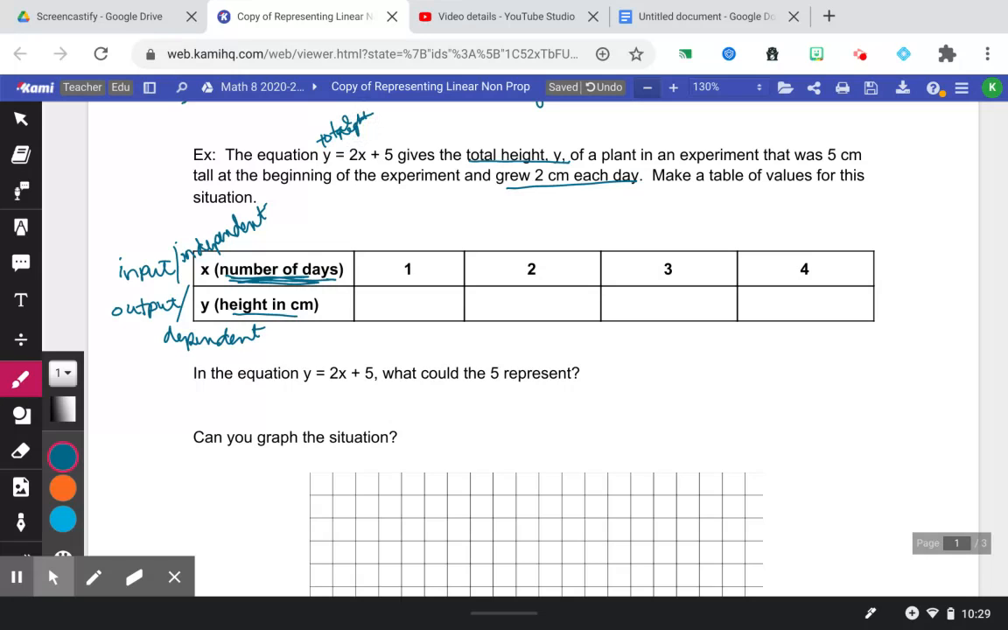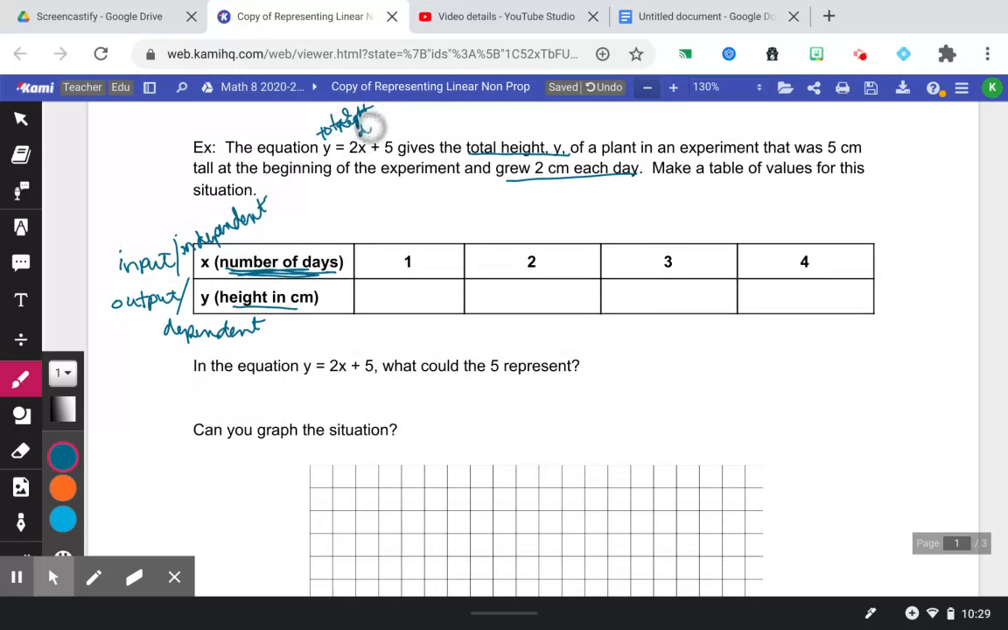So in our equation, y is the total height, and we calculate the total height by doing 2 times x, and x is your days. So you're going to do 2 times the number of days plus 5. We're going to see how tall this plant is after 1 day, 2 days, 3 days, and 4 days. To figure out the height after 1 day, we plug in 1 for x: 2 times 1 plus 5. 2 times 1 is 2, plus 5, the plant will be 7 centimeters.